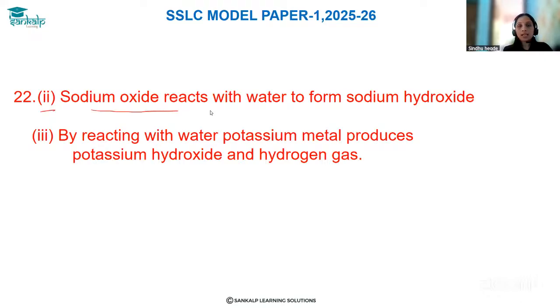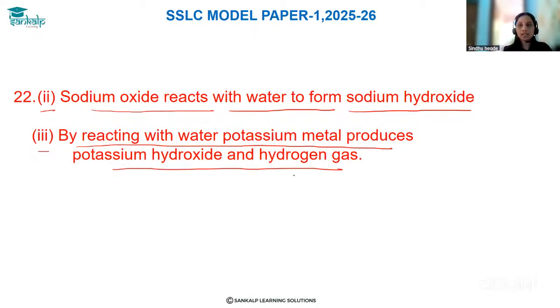sodium oxide reacts with water to form sodium hydroxide. And third one, by reacting with water, potassium metal produces potassium hydroxide and hydrogen gas. We'll discuss one by one. Firstly, how to write the chemical equation for the second one. Sodium oxide reacts with water to form sodium hydroxide.